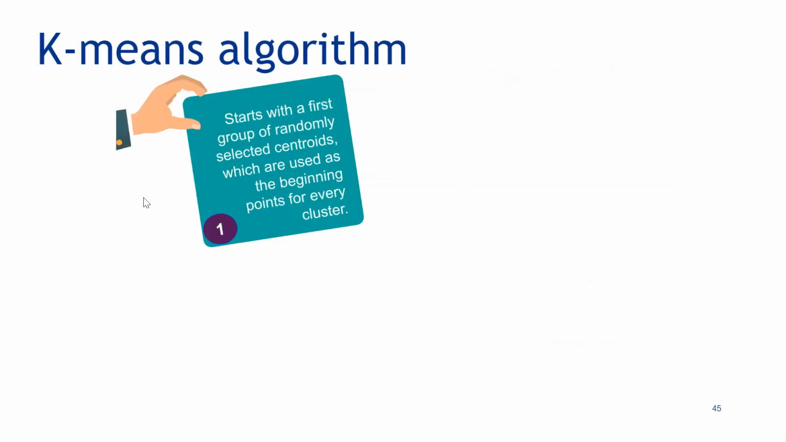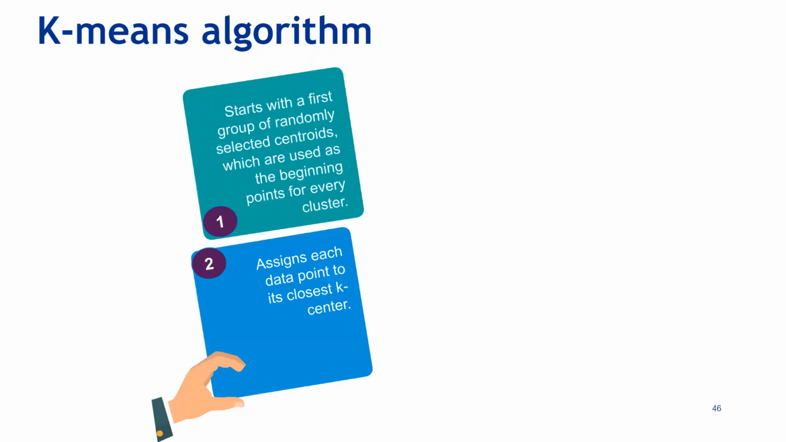First, in the K-means algorithm, we start with the first group of randomly selected centroids. When you have data points in the data space, we randomly select the centroids, which are used as the beginning points for every cluster, from where we begin the K-means algorithm. Then we assign each data point to its closest K center. After that, it finds the data points closest to the centroids, and those data points will be in that cluster.